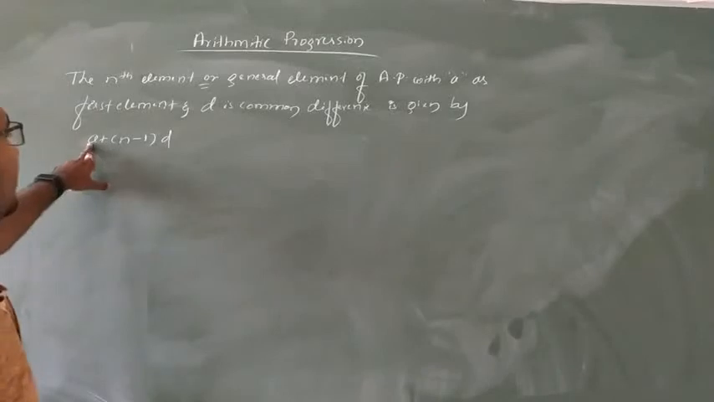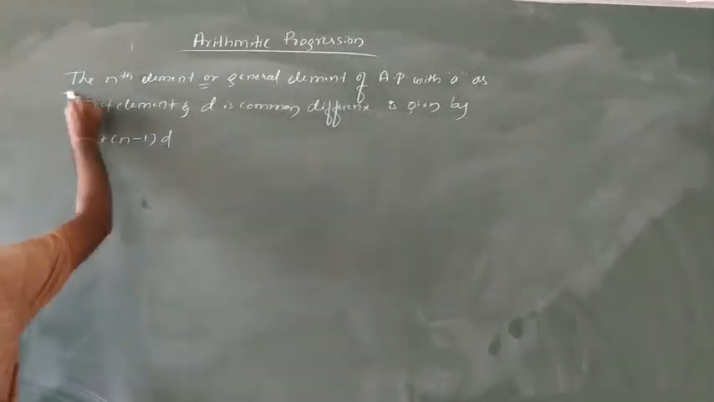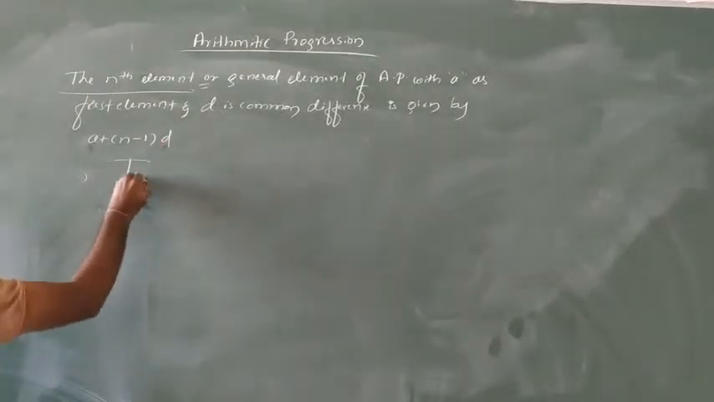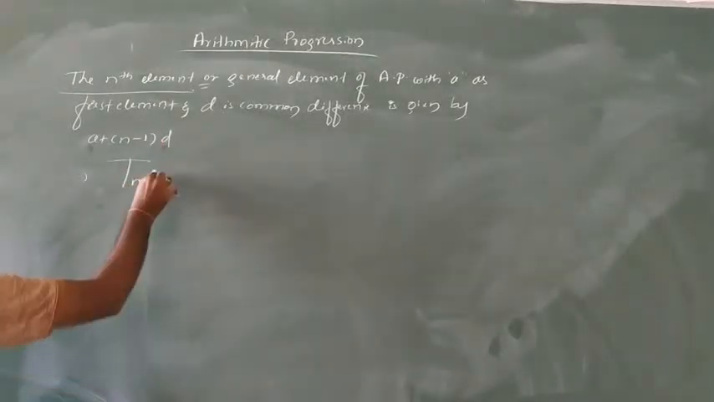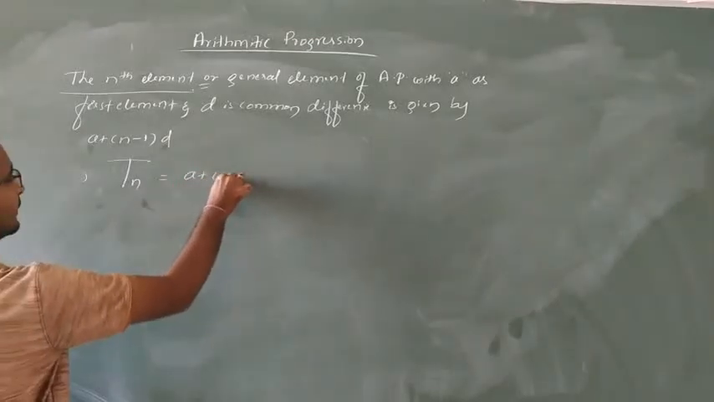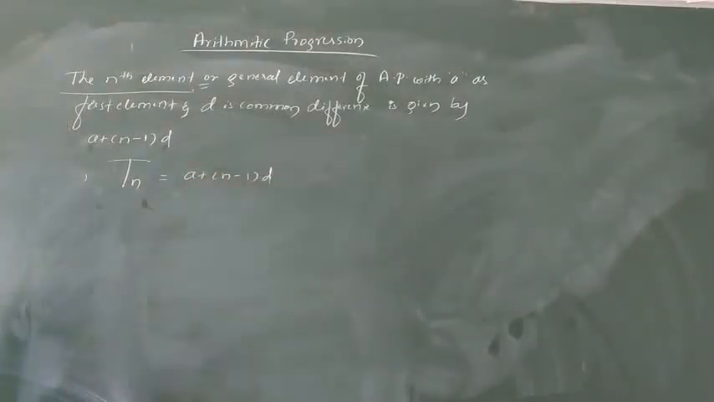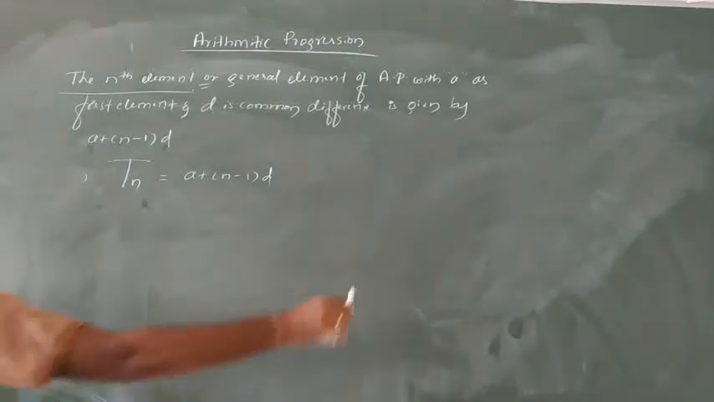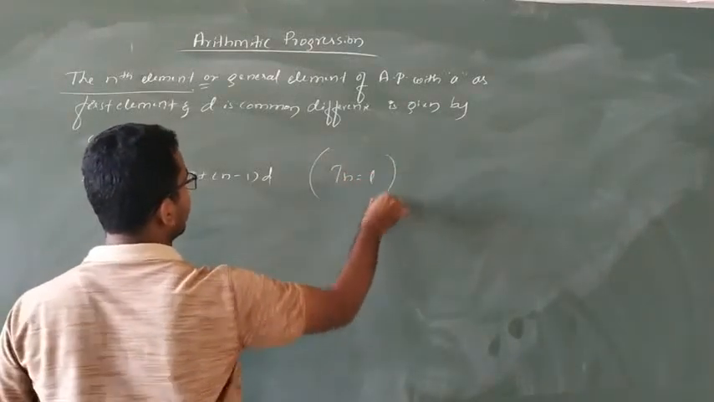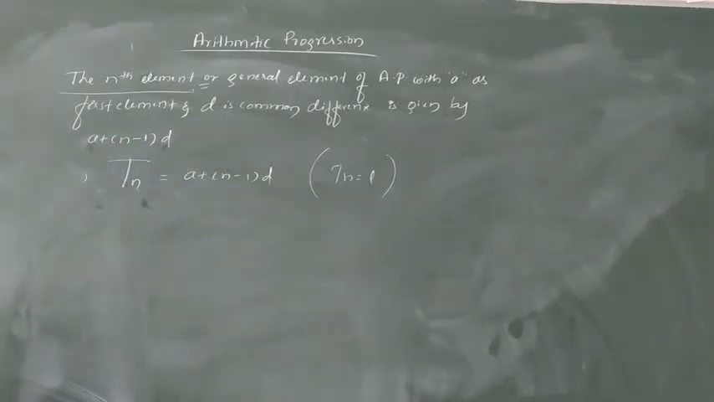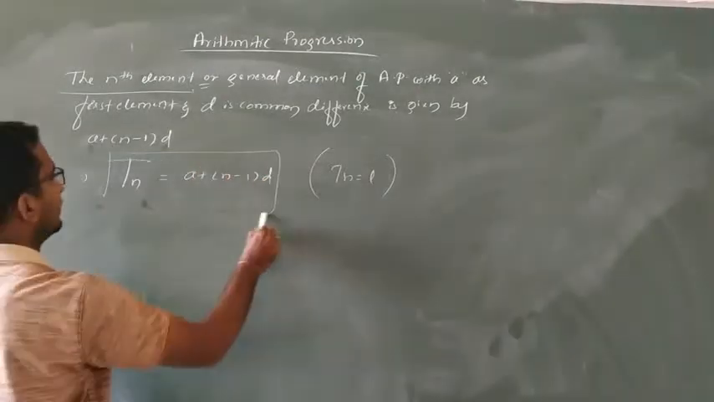The nth element or the general element of an AP with A as the first element and D as the common difference is given by A plus (n minus 1) into D. The nth element of this AP is denoted by Tn. Tn is equal to A plus (n minus 1) into D. Tn is also denoted as the last element.